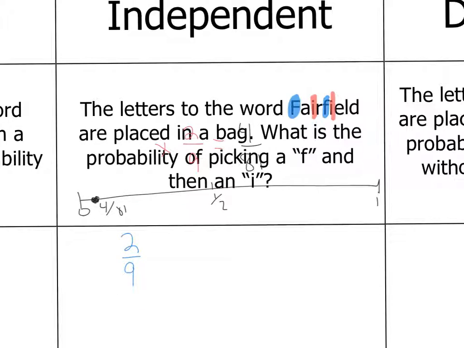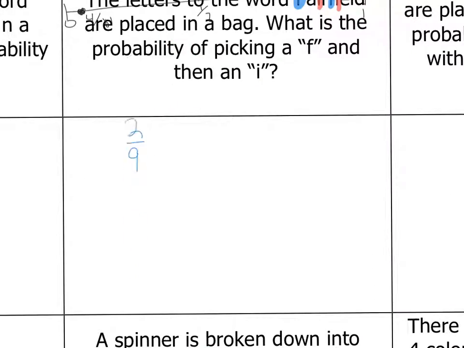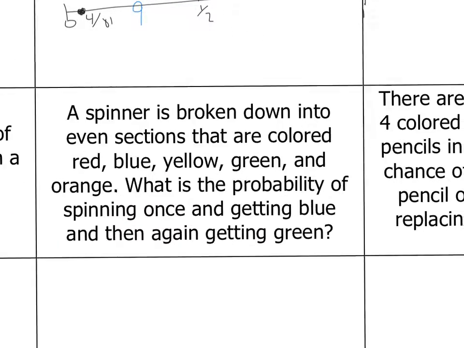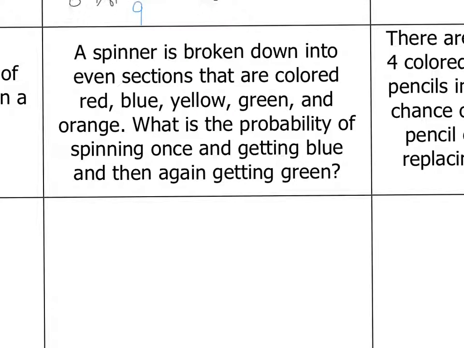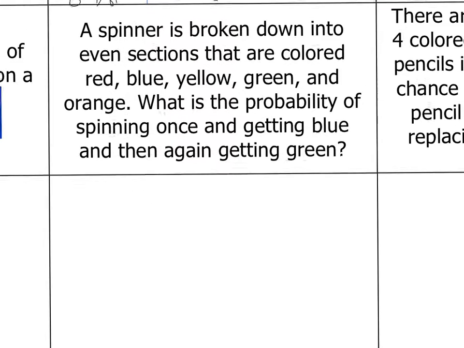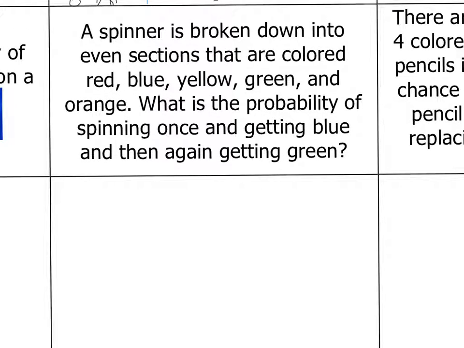Remember that independent probability, you're taking something out of a bag and then putting it back in. So one probability is not affected by another one. In this case, we have a spinner, and it's broken into sections that are colored red, blue, green, yellow, and orange. What's the probability of spinning once and getting a blue, and then again getting green?